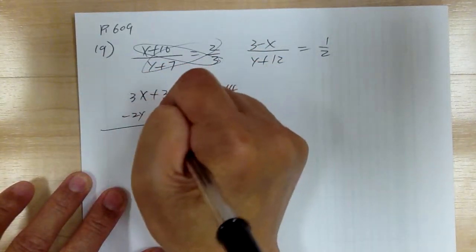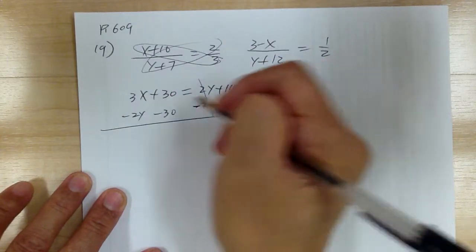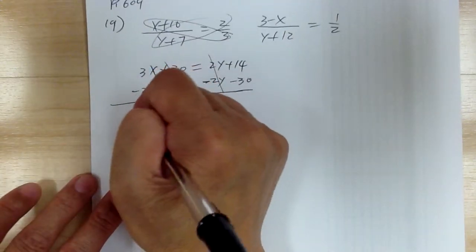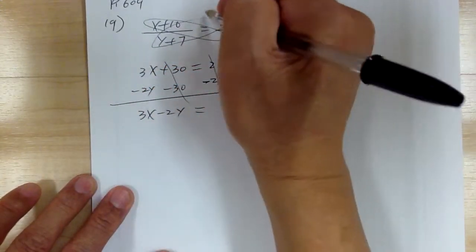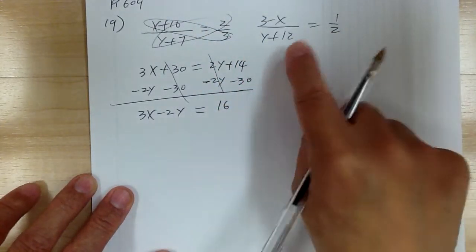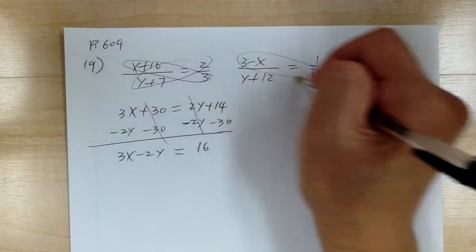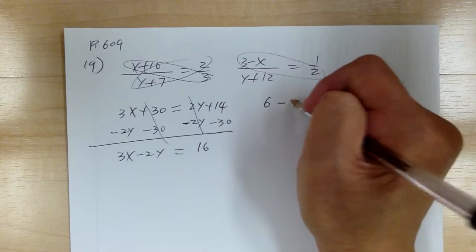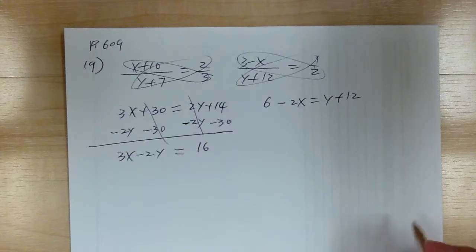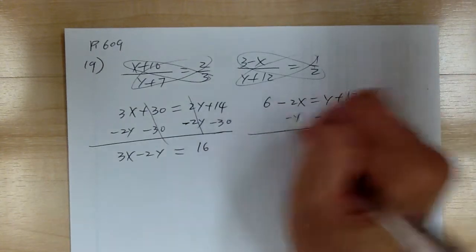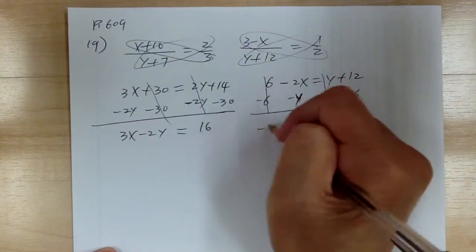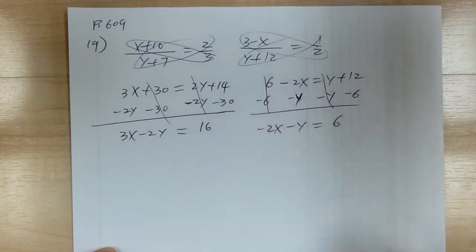So they cancel out. Minus 30, minus 30. So move the variable to this side, move the number to this side. So this cancels out. So I got 3x minus 2y equal to 16. Now let's make this equation nice. So over here, when you multiply, I get 6 minus 2x equal to y plus 12. You can do the same thing: minus y on both sides, so this will cancel out. And minus 6 on both sides, so this cancels out. So I got minus 2x minus y equal to 6.